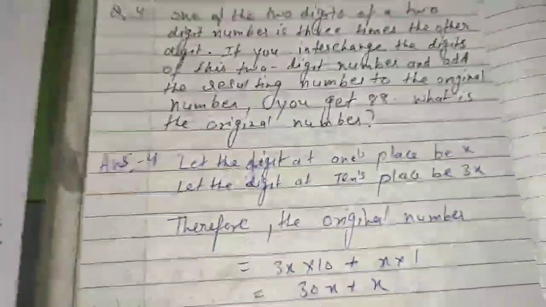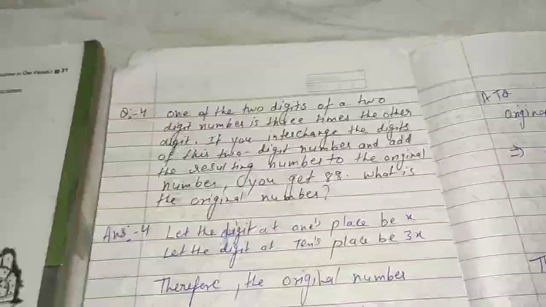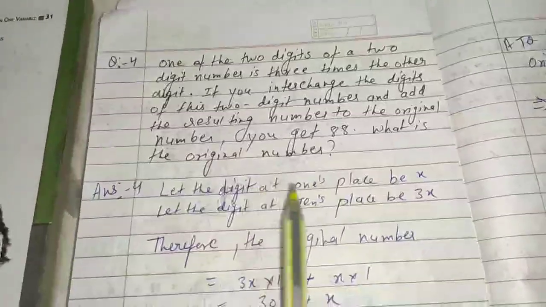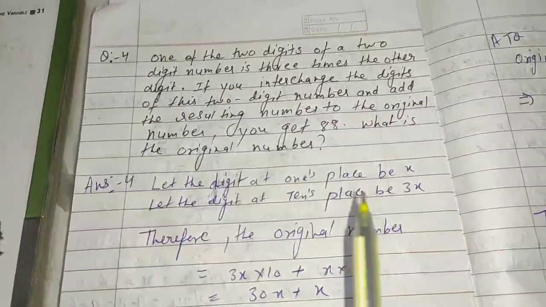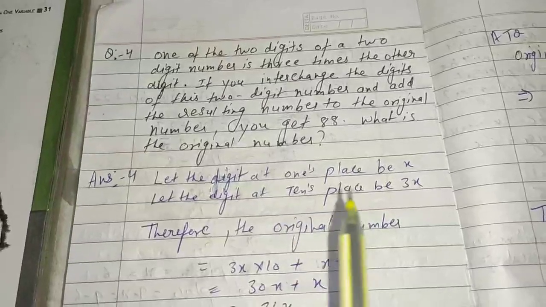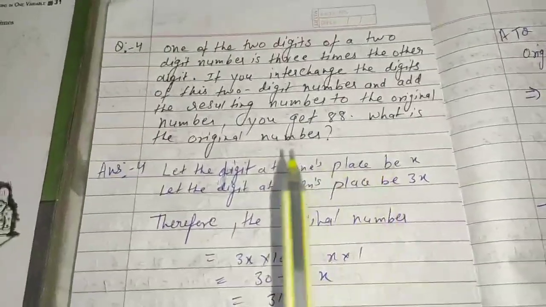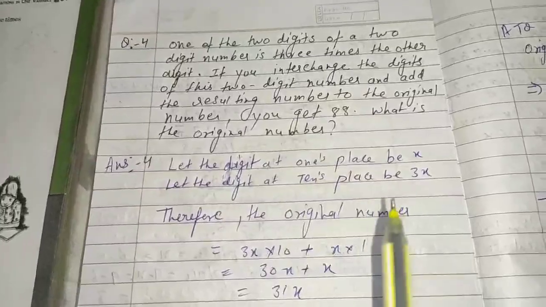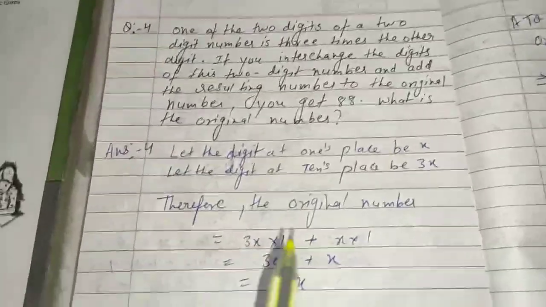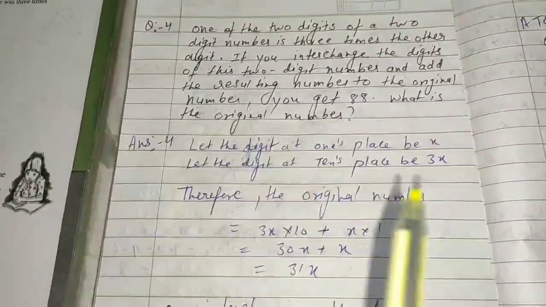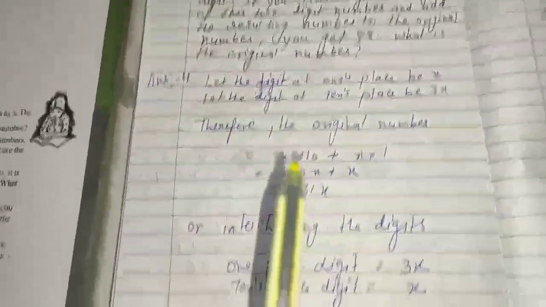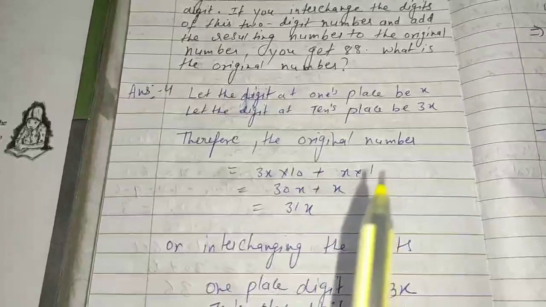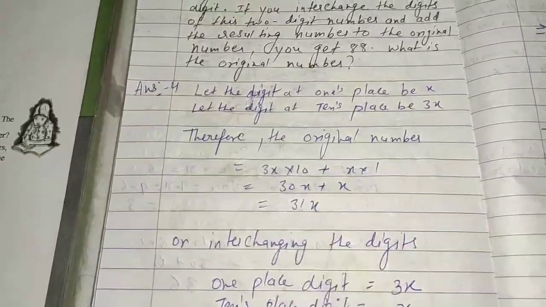First of all, let the ones place be x and the tens place be 3x. Now, how do we form the original number? We multiply the tens place by 10 and the ones place by 1. So we multiply 3x into 10 and x into 1, and adding them we get 31x.